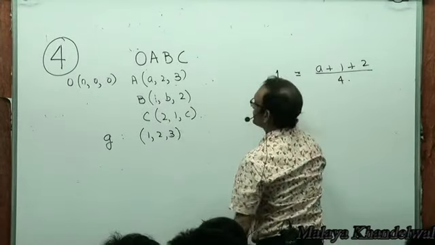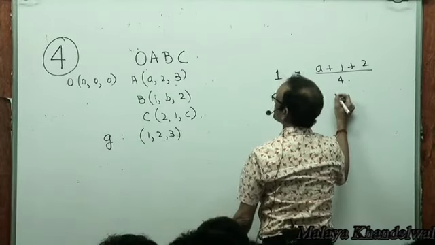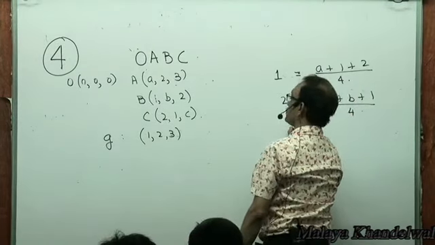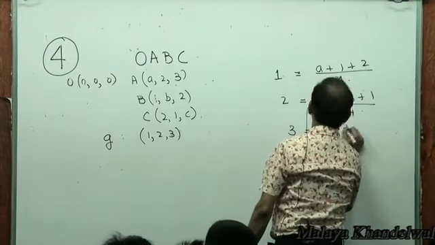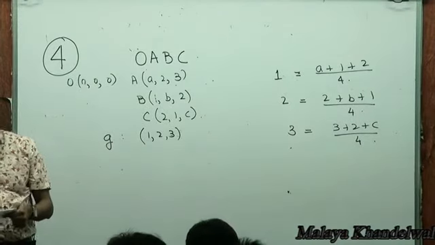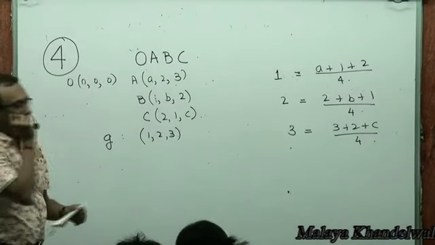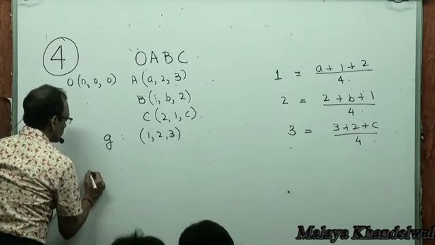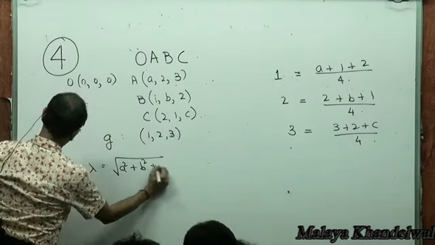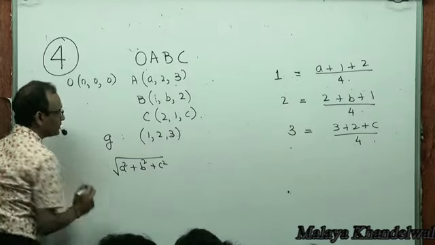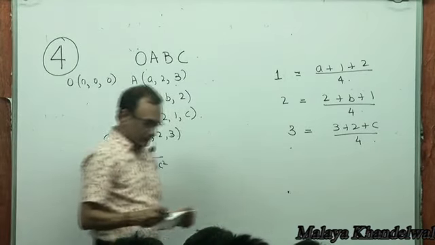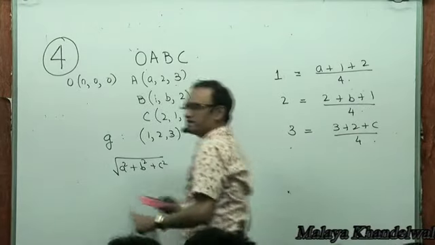Similarly, the y coordinate of the centroid is going to be (0 plus 2 plus b plus 1) by 4. Similarly, the z coordinate 3 must be (0 plus 3 plus 2 plus c) by 4. So you can find the values of A, B and C. And the distance of the point ABC from the origin, that's going to be root lambda, so lambda would be A square plus B square plus C square. Very simple, right?